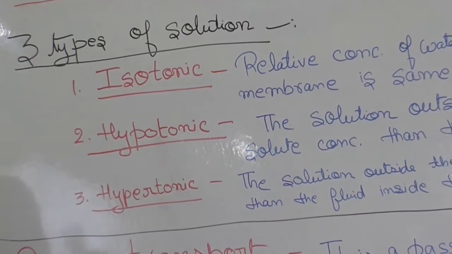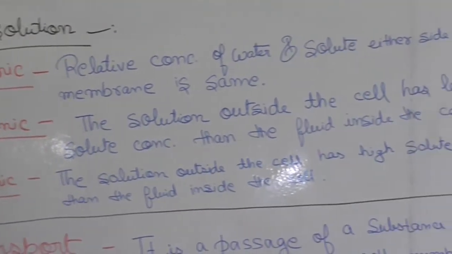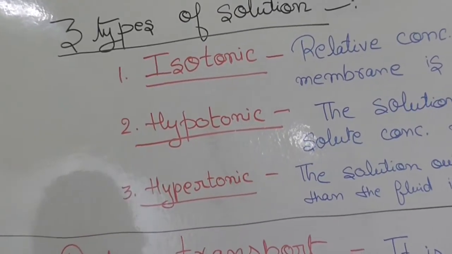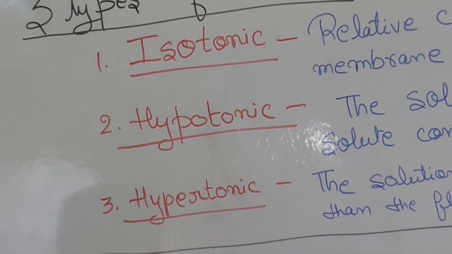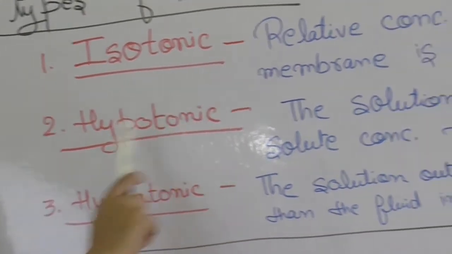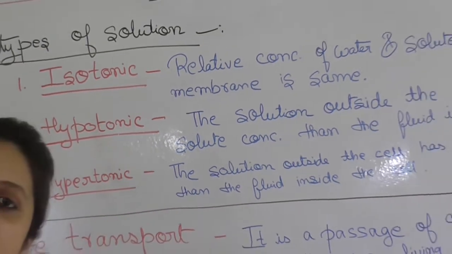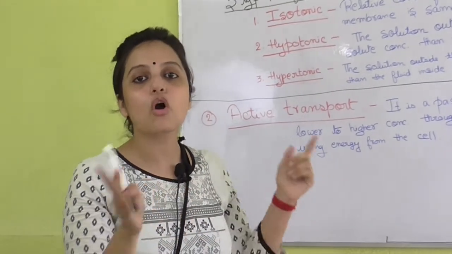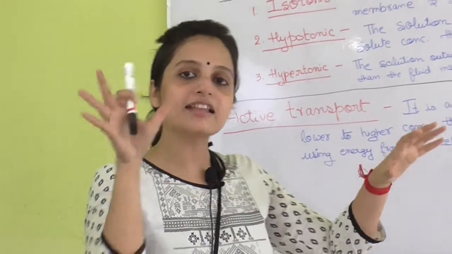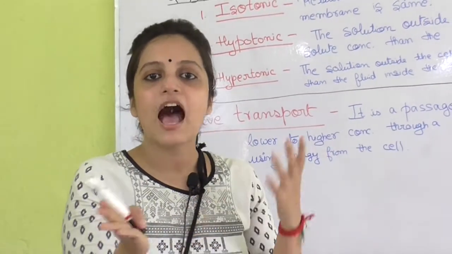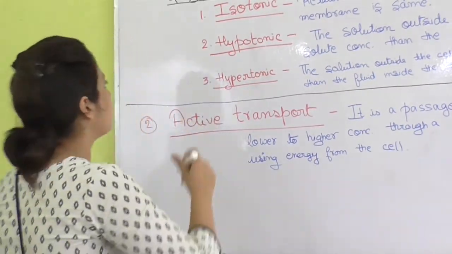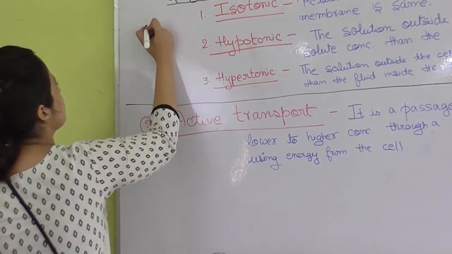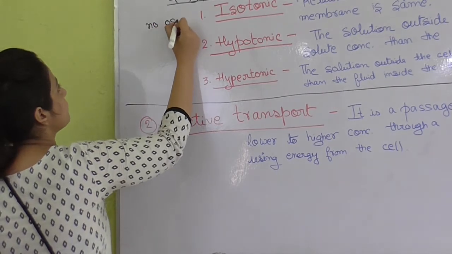So there are basically three types of solution. Number one is isotonic, number two is hypotonic, and number three is hypertonic. What happens in isotonic? Here the water and the solute content are equal across the membrane, so there will be no osmosis.